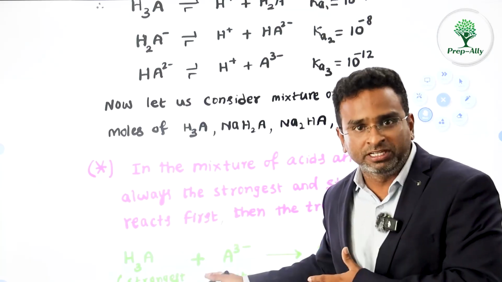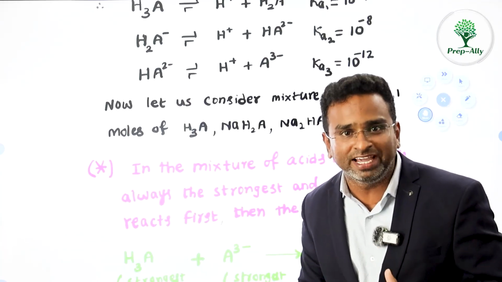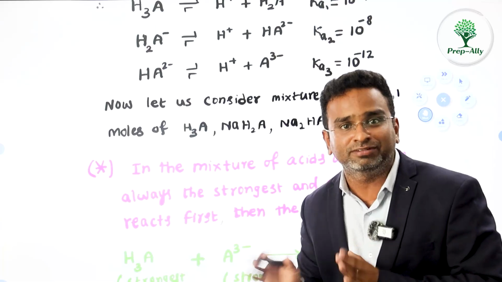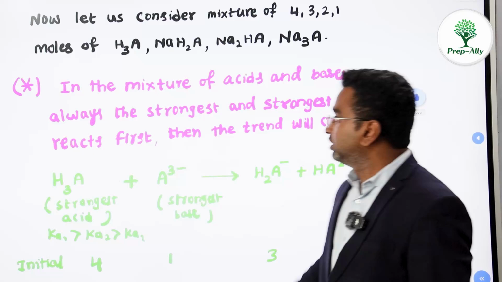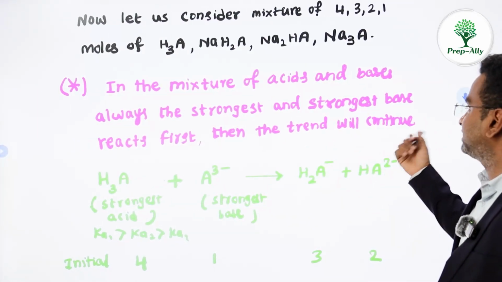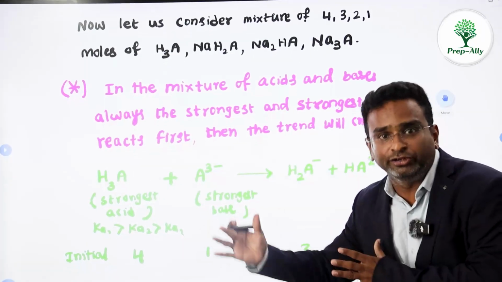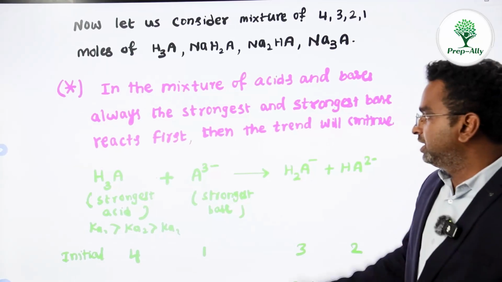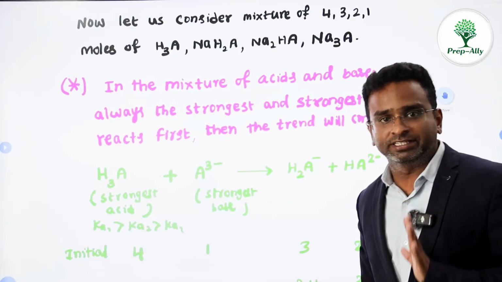Here they have given 4 species, let them give 40,000 species. We don't care. We will be taking only the strongest acid, which always reacts with the strongest base, and then it goes on. As I told you, in a mixture of acids and bases, always the strongest acid and strongest base react first and then the trend will continue, right?